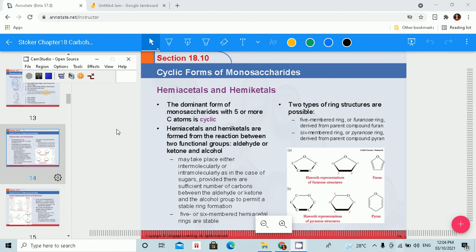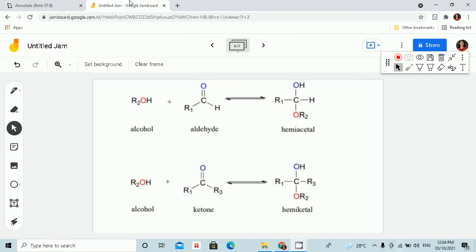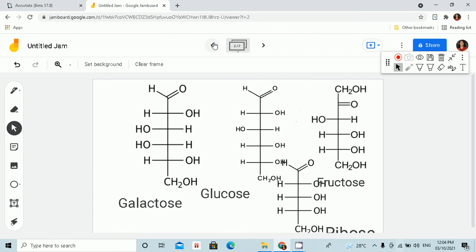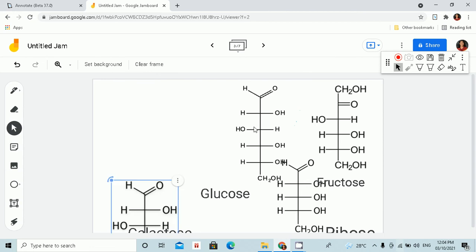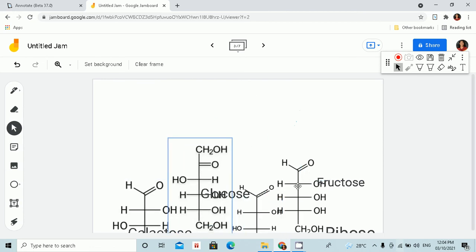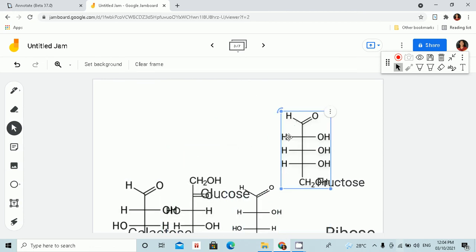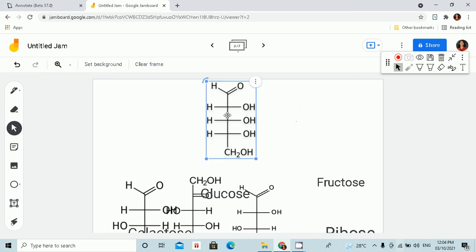So today we are going to continue our discussion on carbohydrates. We are on cyclic forms of monosaccharides, but first let's have our review. Okay, so we have it here. Now this time you are going to identify the carbohydrates. I have carbohydrates here. May I know what carbohydrate this is?